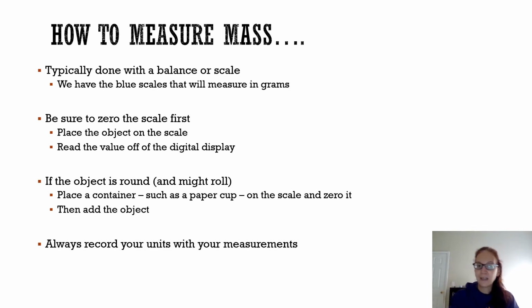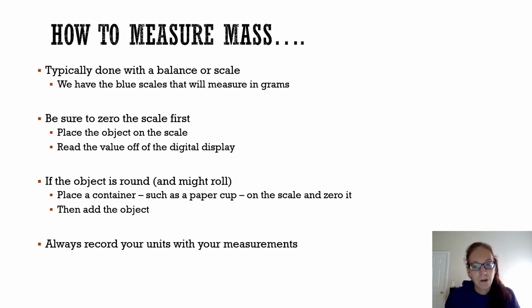If the object is round, so if it's something that might roll off, you will need to put it into a container, such as a paper cup. And so you will place a container on the scale and zero it so that it is zeroed with the paper cup on it. Then you will add the object, and that should give you the mass of the object. But because you zeroed it with the paper cup, you don't need to subtract the paper cup because you re-zeroed it.